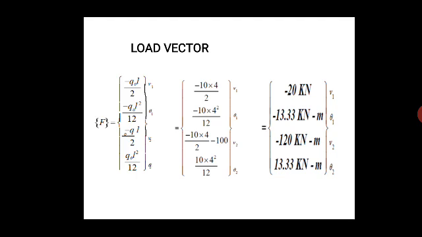So the load vector will be minus 20 kilonewton at node 1, along with that minus 33.33 kilonewton meter, that is a moment, and along with this one we have at node 2 minus 120 kilonewton, and at node 2 there is 13.33 kilonewton meter. This is the global load vector.